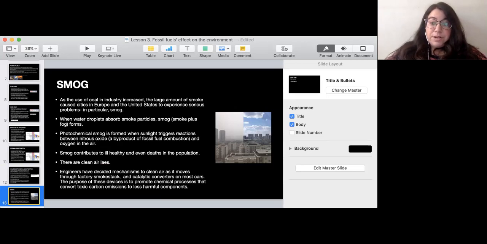This is a problem that has been going on for a long time. And now we have some devices to help clean the air, but as long as we're using fossil fuels, it's still going to happen.